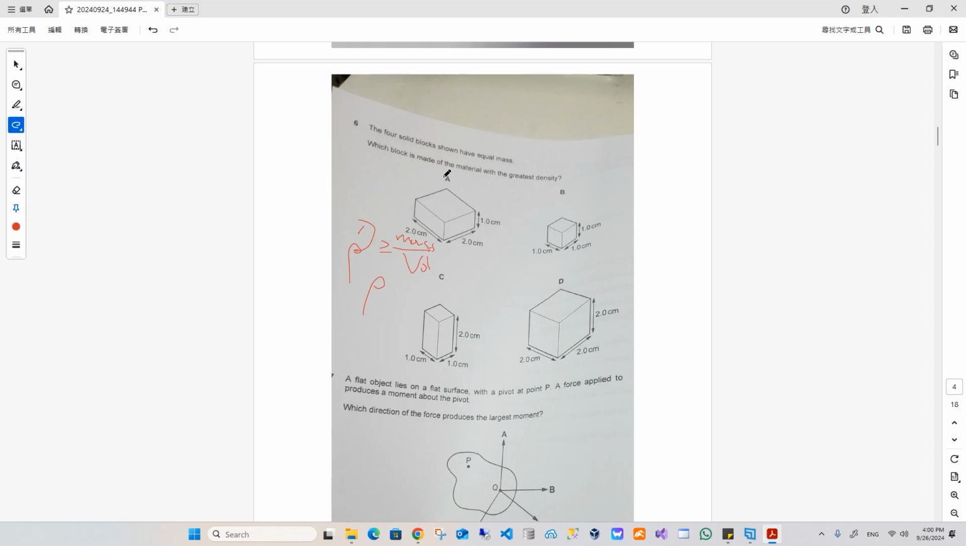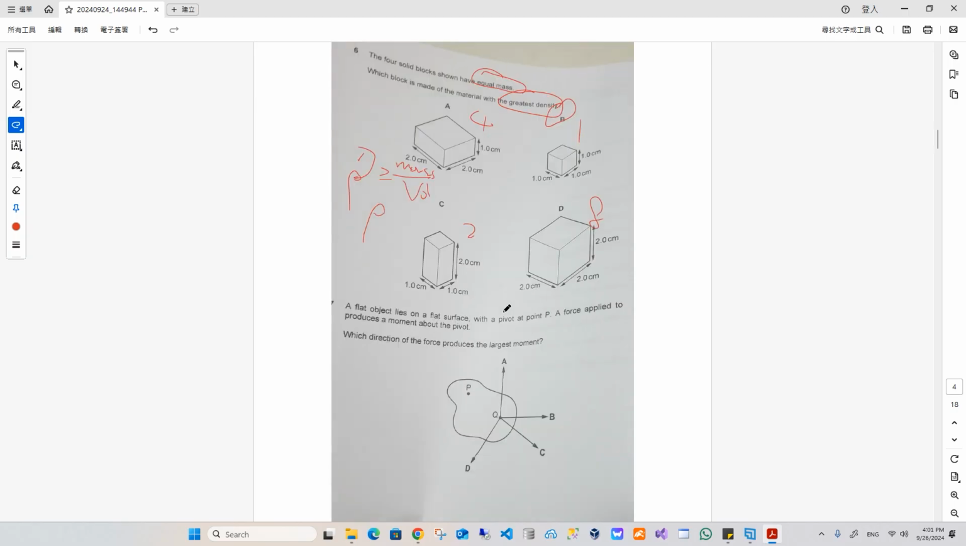So equal mass, right? They're all the same mass, so it's all about the volume. Volume is length times breadth times height. So 1 times 2 times 2 is 4 cm cubed. 1 times 1 times 1 is 1. 2 times 1 times 1 is 2. 2 times 2 times 2 is 8. Same mass, and they want the greatest density, so I want the smallest volume. Answer is B.